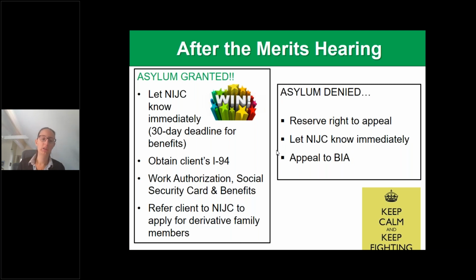And you'll also let the client know to contact us for help applying for any family members who are outside the country. If asylum is denied, make sure that you reserve the right to appeal at the immigration court hearing. Let us know immediately, and then we'll discuss with you what an appeal to the BIA would look like.